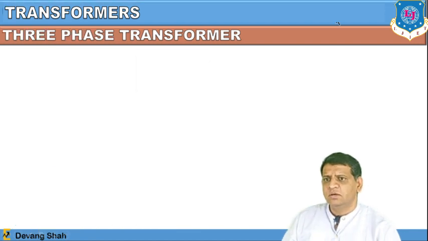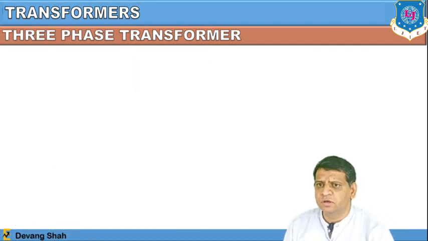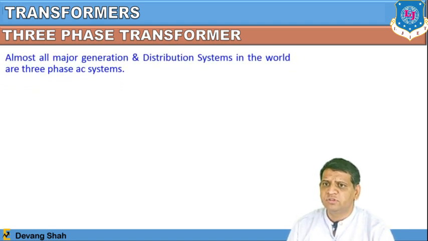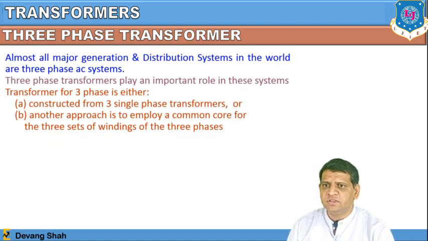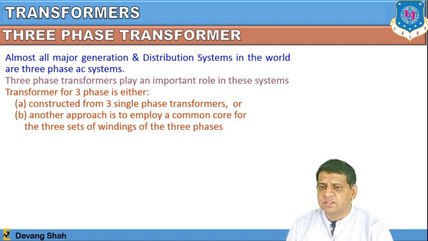Now let us discuss the three-phase transformers very shortly, where in a real-life practical situation the generation of three-phase power is much cheaper. So almost all major generation and distribution systems in the world are three-phase AC systems, where the three-phase transformer plays an important role. It is constructed from three single-phase transformers, or another approach is to employ a common core for all three sets of windings of the three phases.